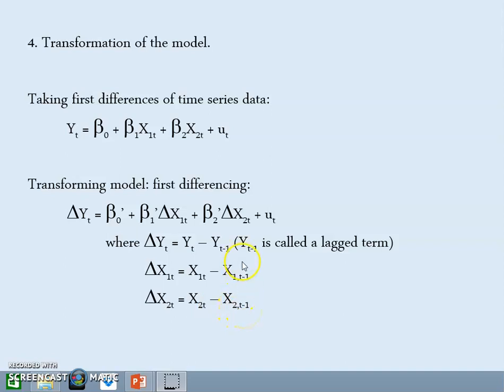This is a lag of 1 year, and when we have this t minus 1, these are called lag terms. We can have t minus 2, t minus 3, t minus 4, and so on. So this is lag 1 year. Now this is delta yt, just the change in yt, meaning the value of yt minus the value of y in the previous year. So we have changes in yt, changes in x1t, changes in x2t, and then we can regress the changes in yt on the changes in x1t and changes in x2t.